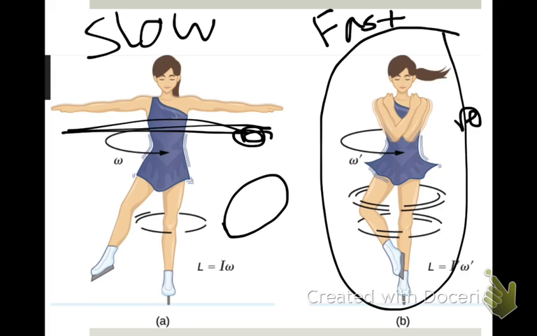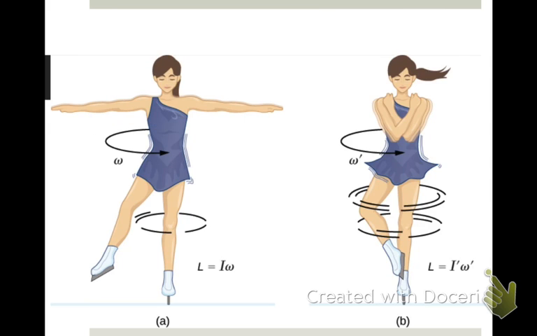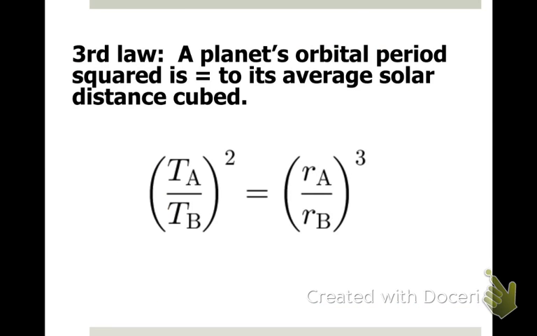Second law, the planets go fast when they're close to the sun, and they move slower when they're further from the sun. So that's not too complicated, but that's a little bit harder, which is why it's his second law. His third law is the most complicated to understand, but don't worry, it's not going to be too bad. His third law states that a planet's orbital period squared is equal to its average solar distance cubed.